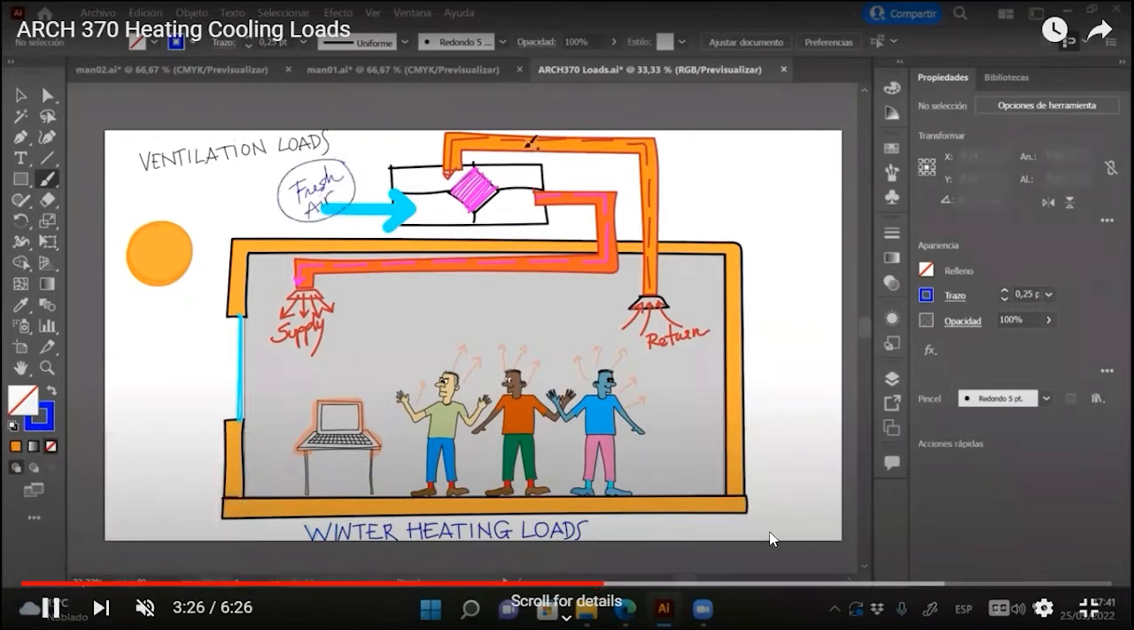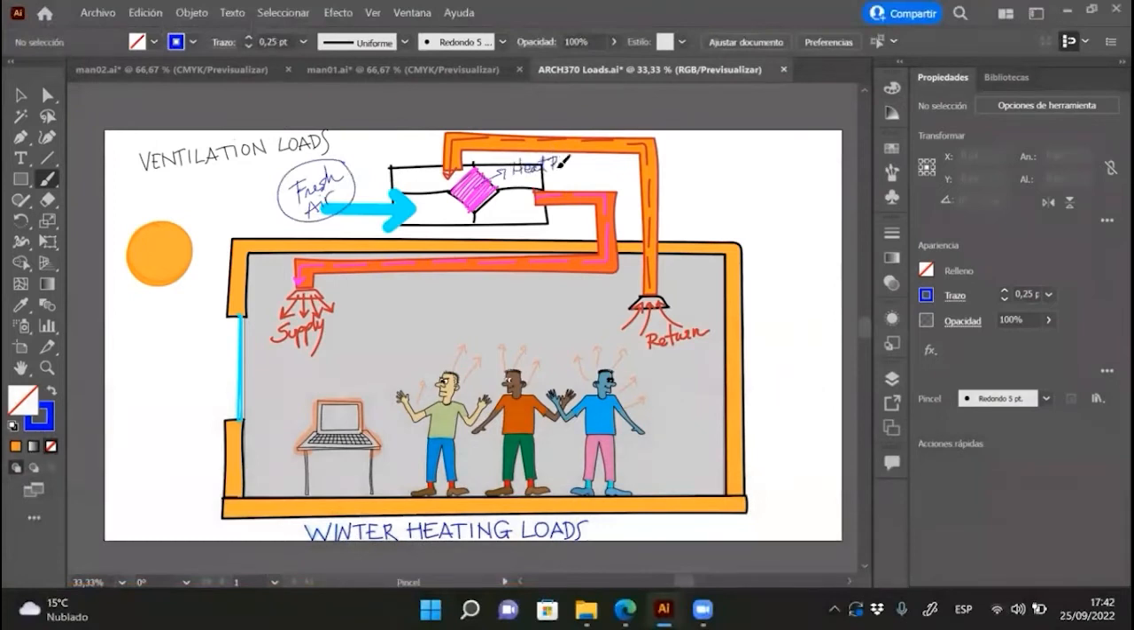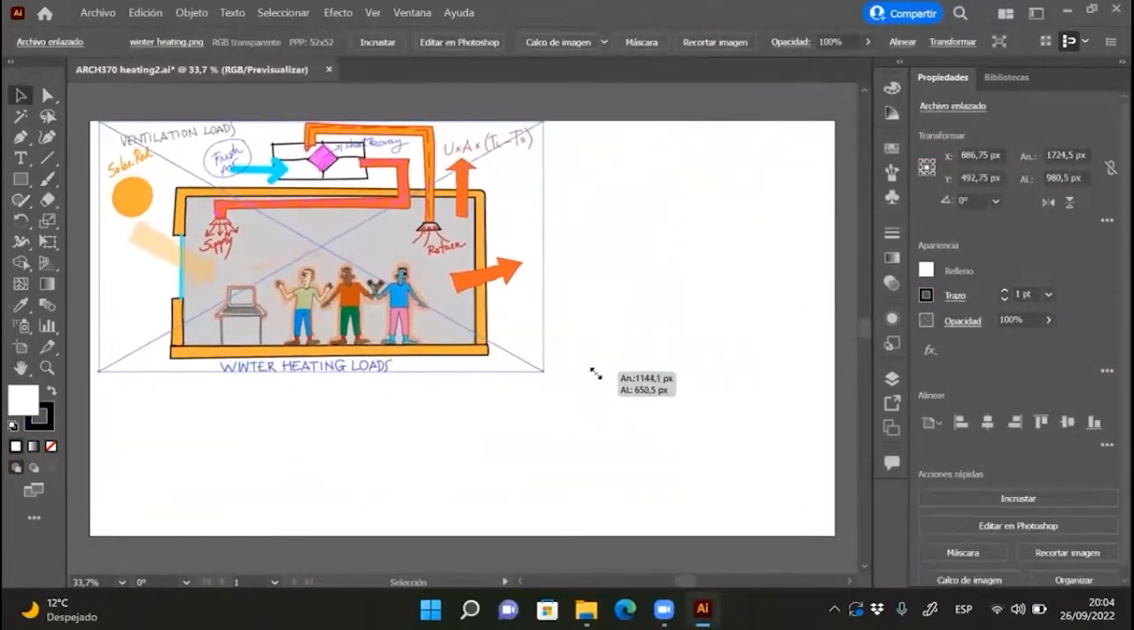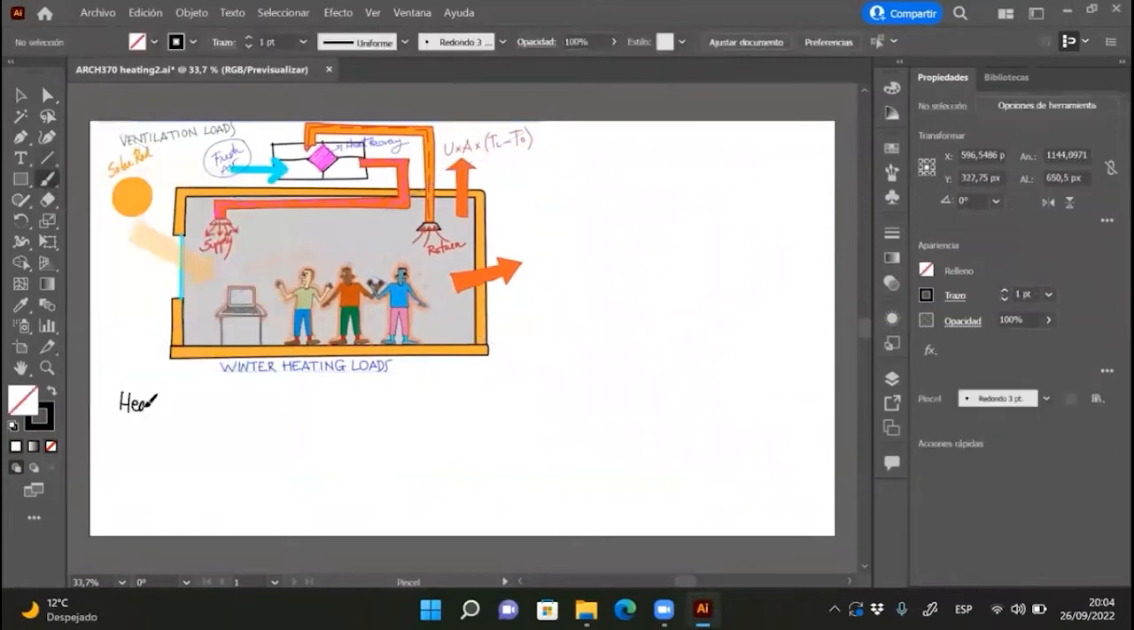So that's the fresh air, and this is the heat recovery. Now, how can we put numbers to all these things? Okay, so we are calculating the heating load. With the heating loads, we have heat losses in the envelope, and this is the formula: the U value, the area of the envelope, and the temperature difference.